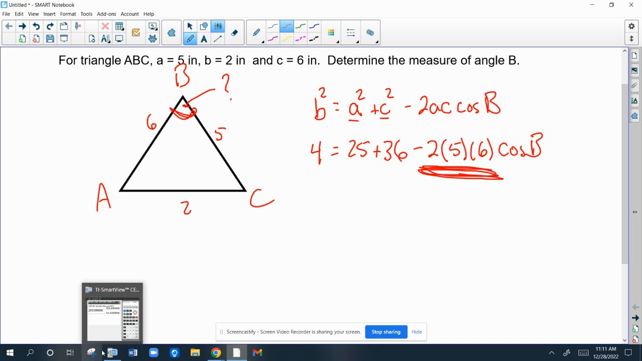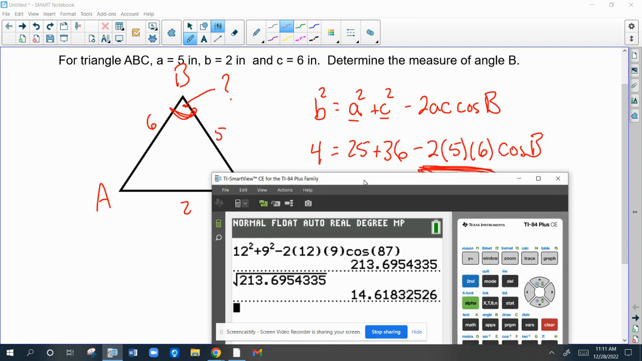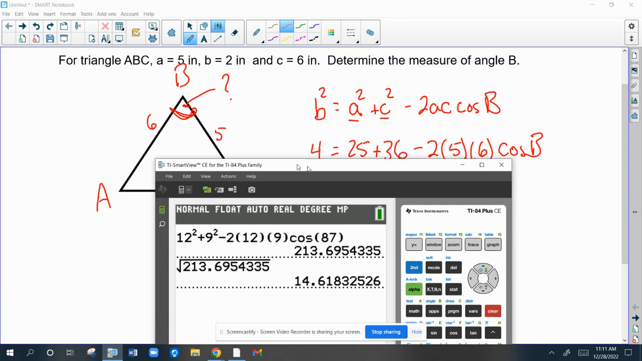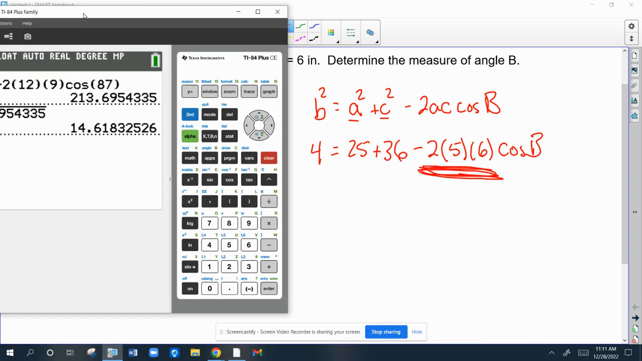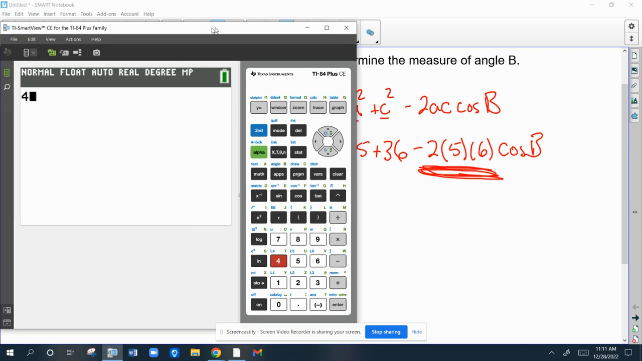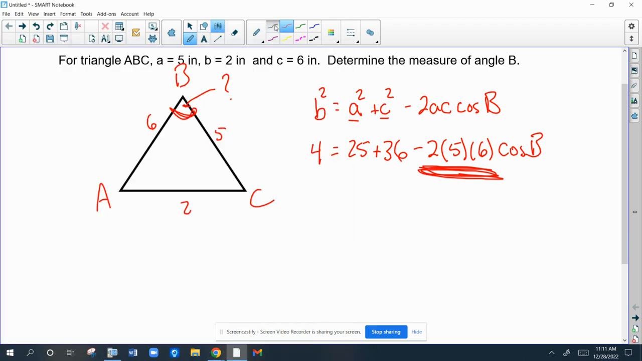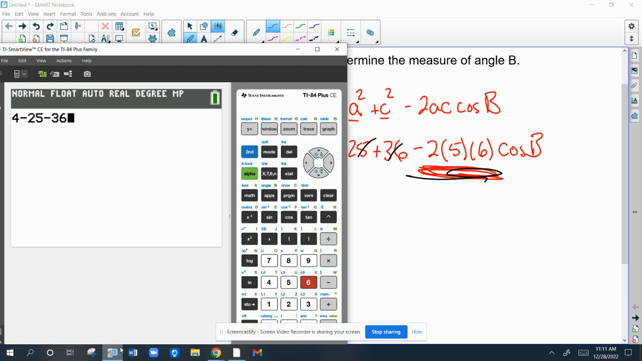So believe it or not, instead of going step by step, which is usually the smart way to go, I'm going to let the calculator do just about all the work for me. First of all, make sure you're in degree mode, which I am. We have 4. That's the left-hand side. So I'm going to subtract the 25. I'm going to subtract the 36. So basically what I'm doing here is I got rid of those two things. I'm just left with this. So we have to divide by that, the negative 2 times 5 times 6.